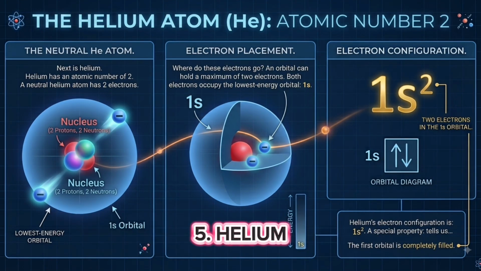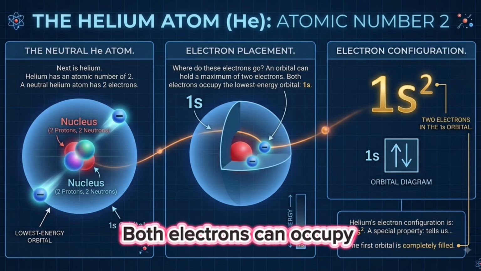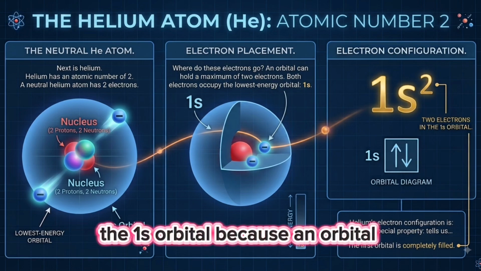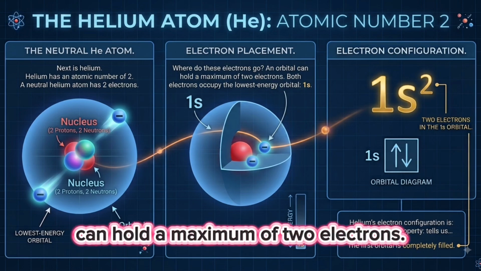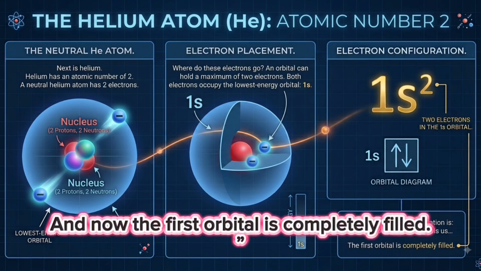5. Helium. Helium has 2 electrons. Both electrons can occupy the 1s orbital because an orbital can hold a maximum of 2 electrons. So helium is 1s2. And now, the first orbital is completely filled.